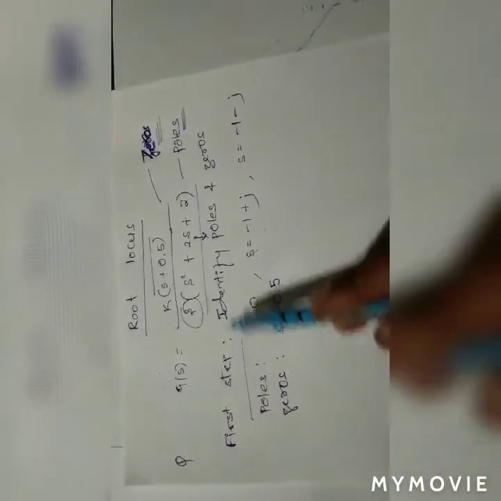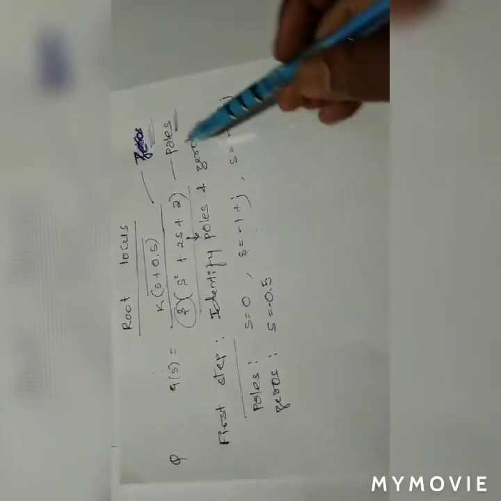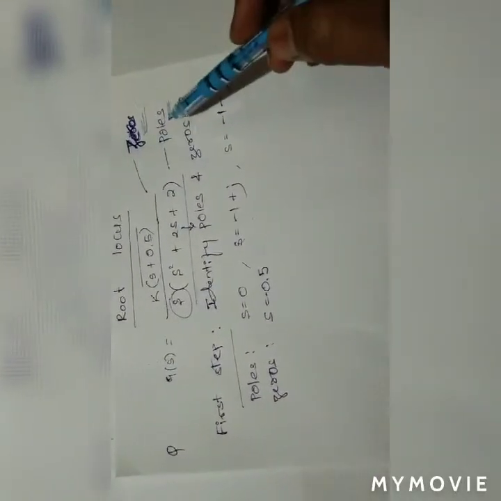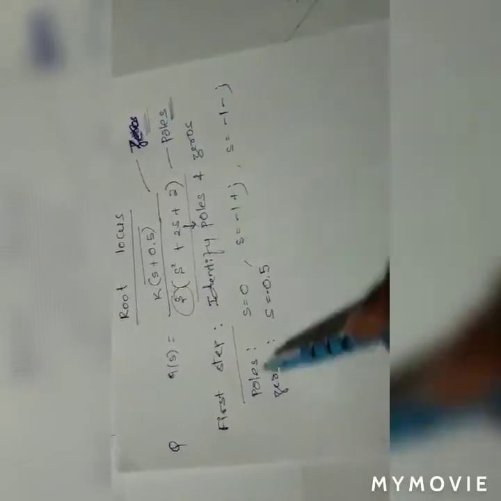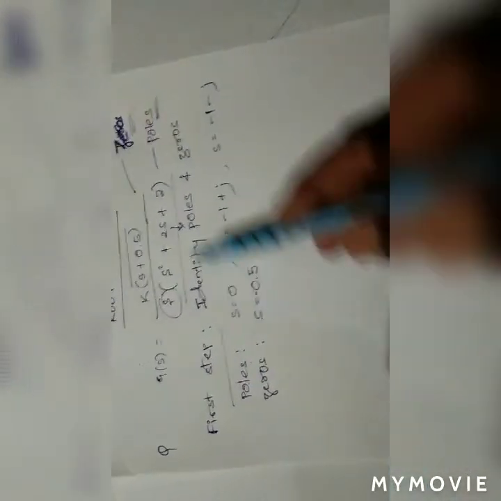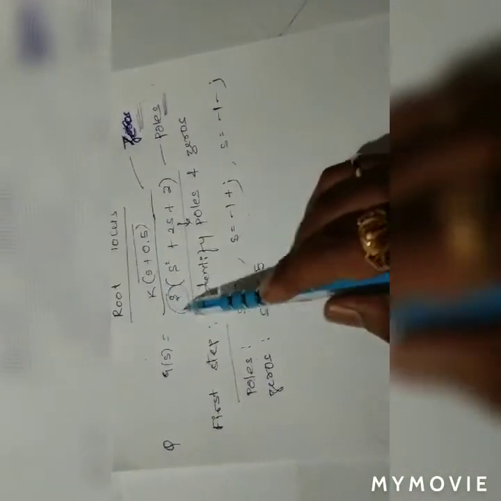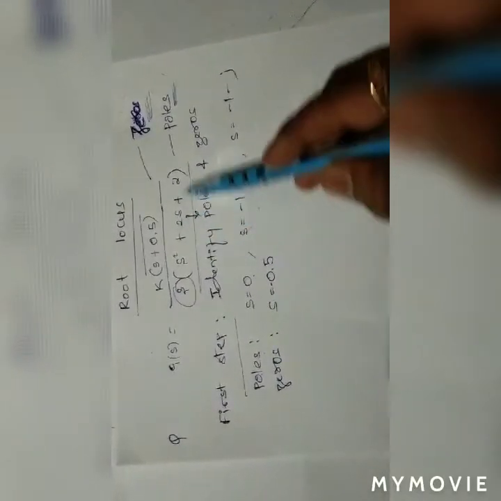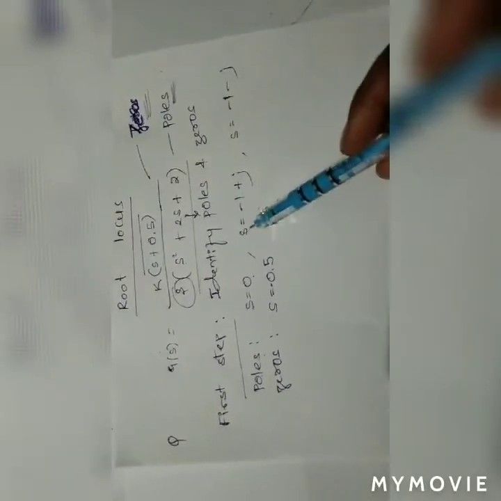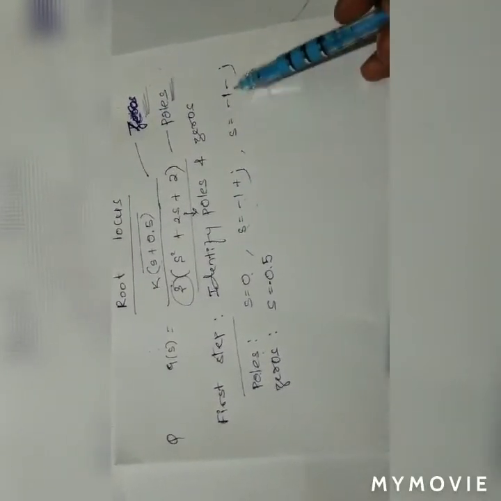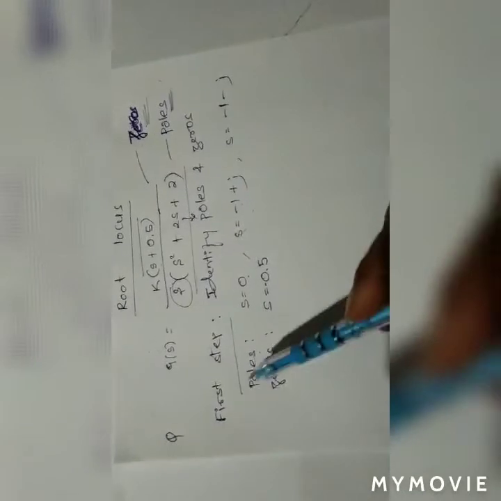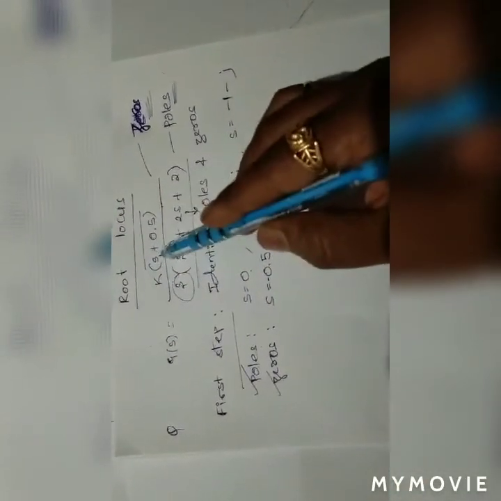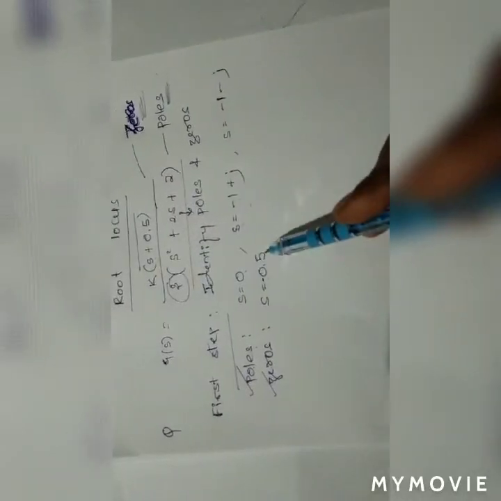So first step is to identify poles and zeros. Numerator will be having zeros, denominator will be having poles. First I'll identify poles, that is the denominator. This S term is equal to 0. Then from this, if you use a calculator and find the root, you will get S = -1 + j, S = -1 - j. This is regarding poles. Similarly, for zeros, it will be in the numerator, S = -0.5.